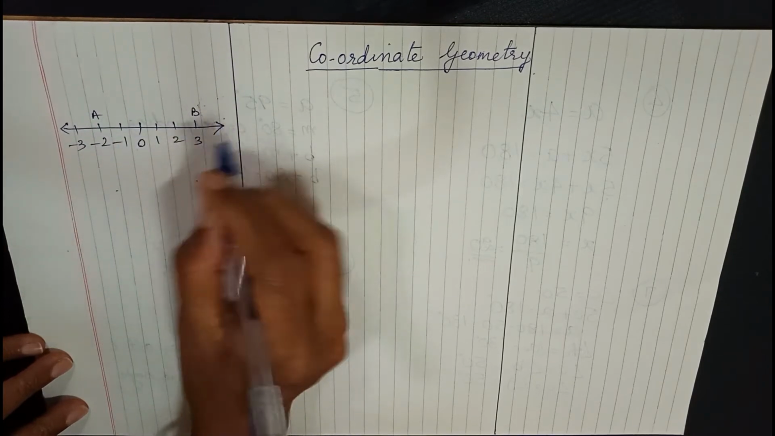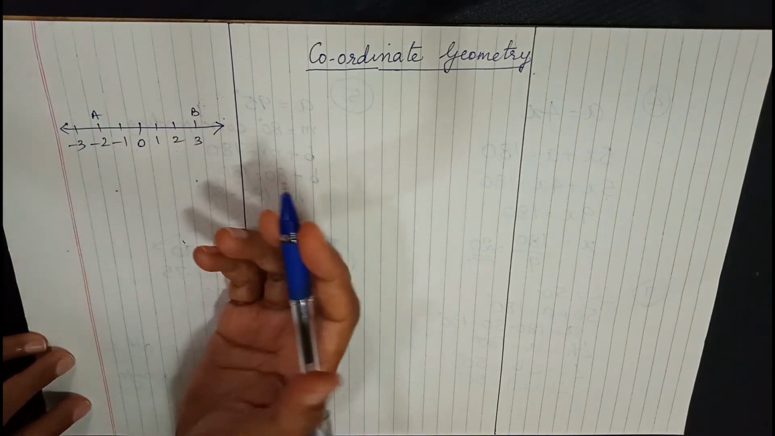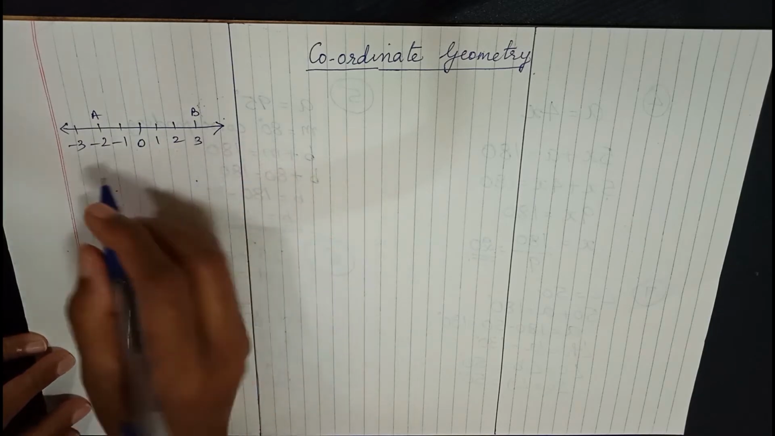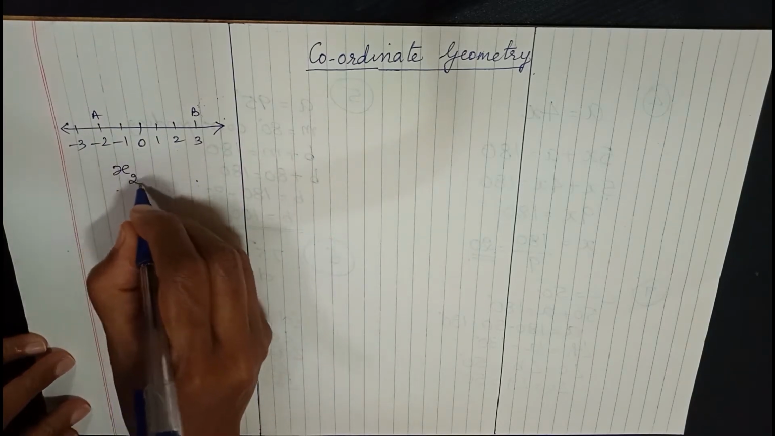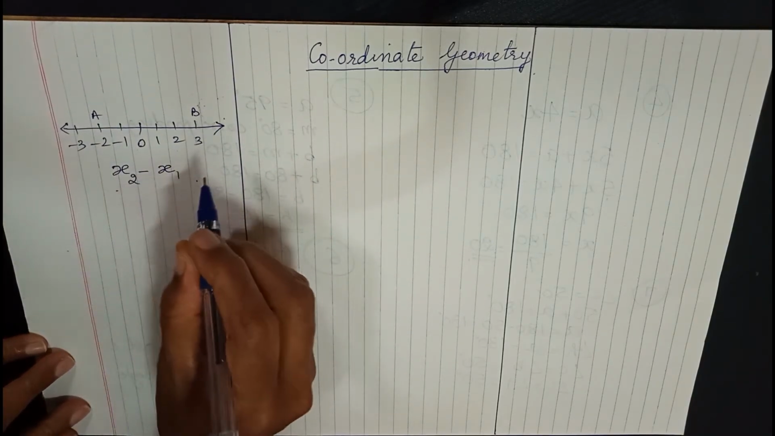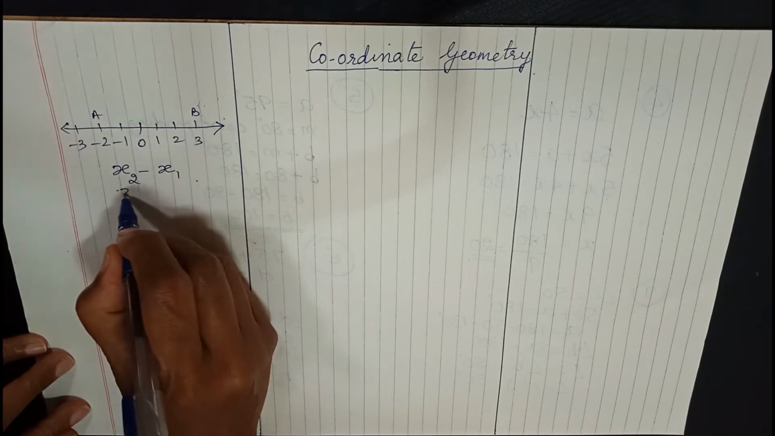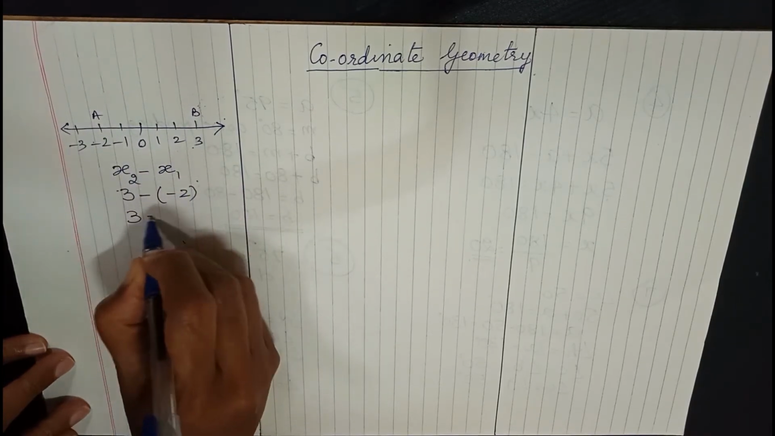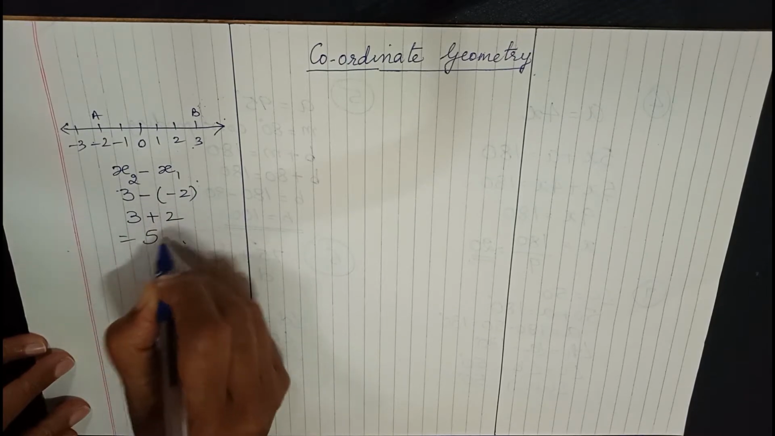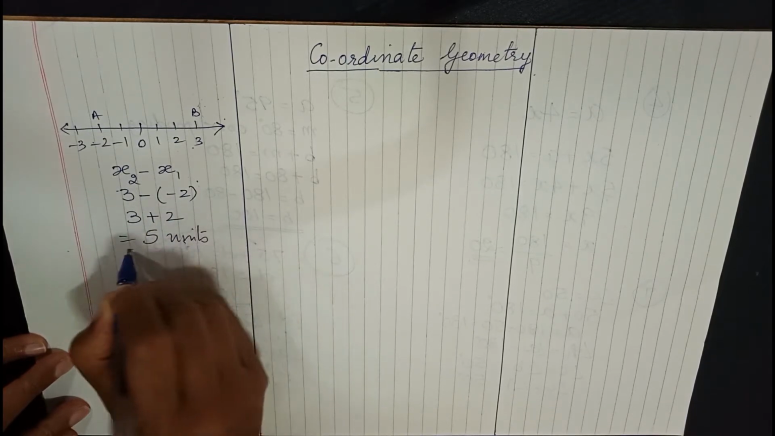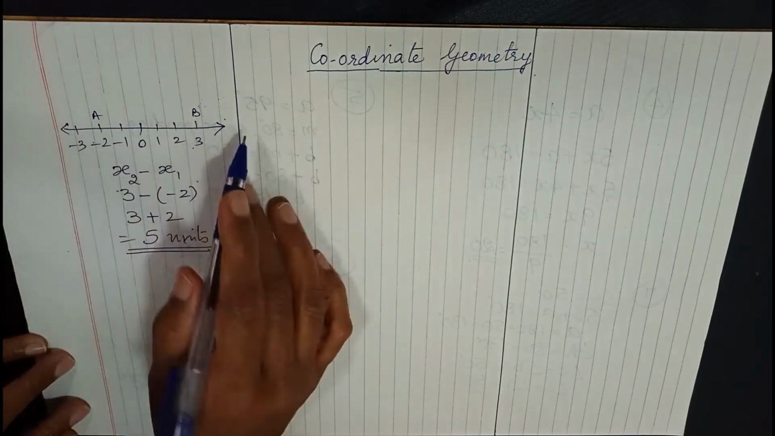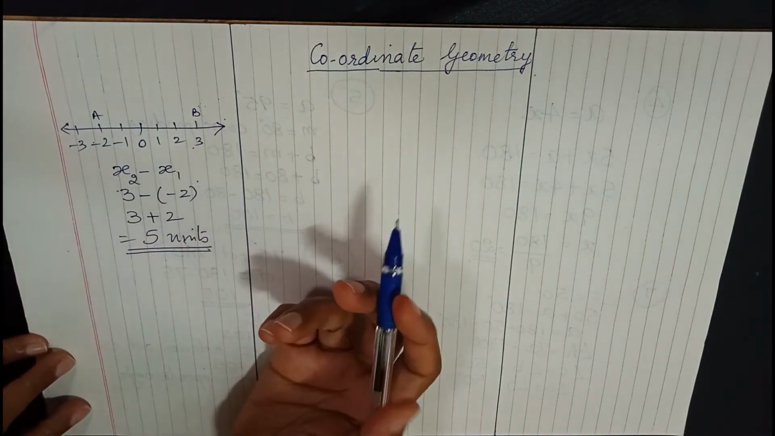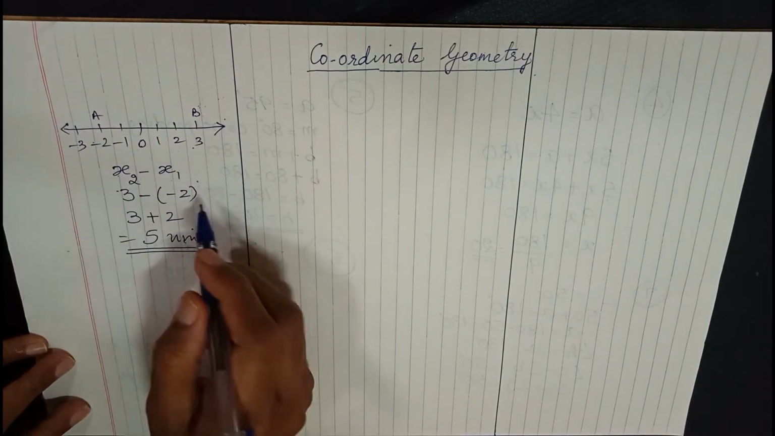Let us say between A and B, the distance formula will be bigger coordinate minus the smaller coordinate. That is, let us say x2 is the bigger coordinate, x1 is the smaller coordinate. In this case, 3 is the bigger coordinate and minus 2 is the smaller coordinate. So the answer that we get is 5 units. So if 2 points are on the x-axis, just by subtracting x2 minus x1, you can get the answer.